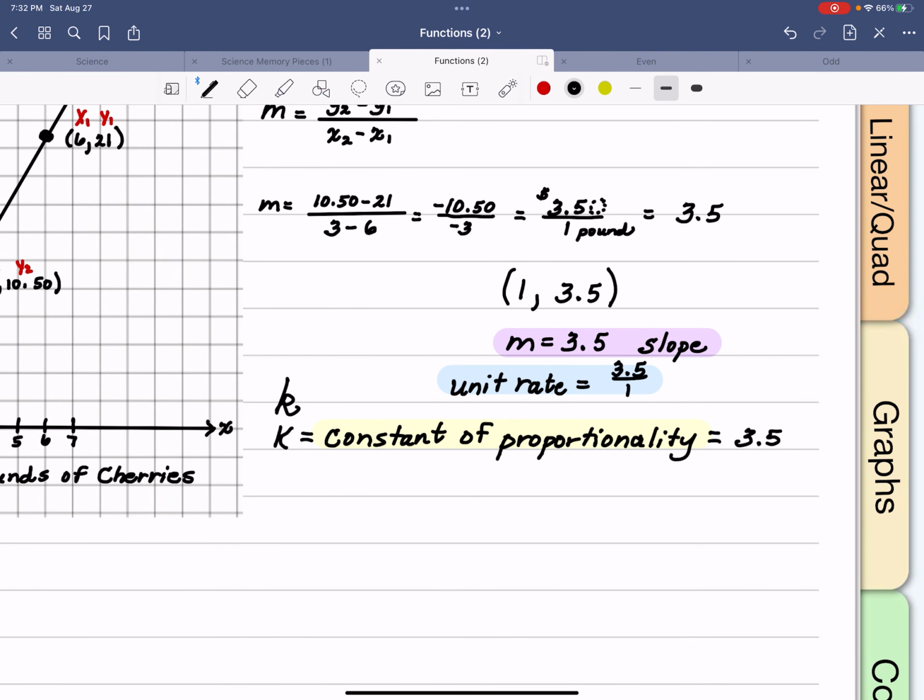All they're saying is that slope, unit rate, and the constant of proportionality are the same thing. They're just different names for the same thing. It's like a post-it note. You can call it a post-it note, a sticky note. I've heard another term I can't think of, but it's all referring to the same thing. It's just a different wording for the same value.